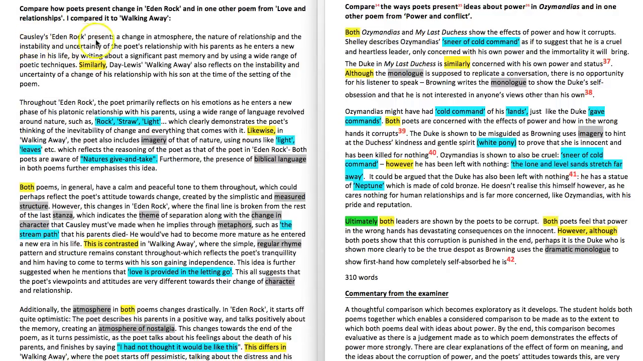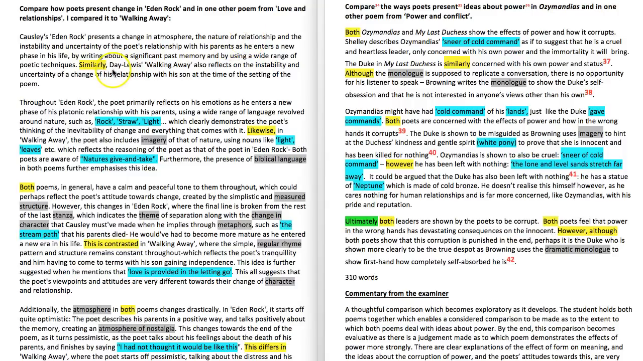So Causley's Eden Rock presents a change in atmosphere, the nature of relationships, and the inability and uncertainty of the poet's relationships with his parents as he enters a new phase in his life by writing about a significant past memory and by using a wide range of poetic techniques. So the purpose here, though it's a quite long-winded explanation, is to show that relationships are unstable.